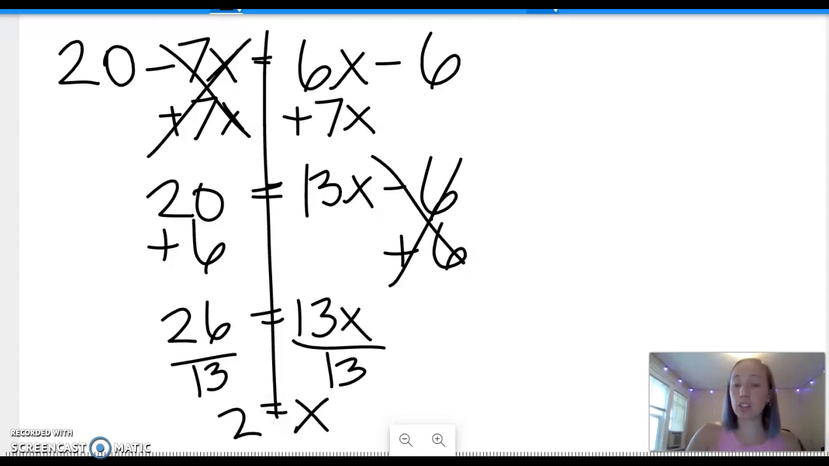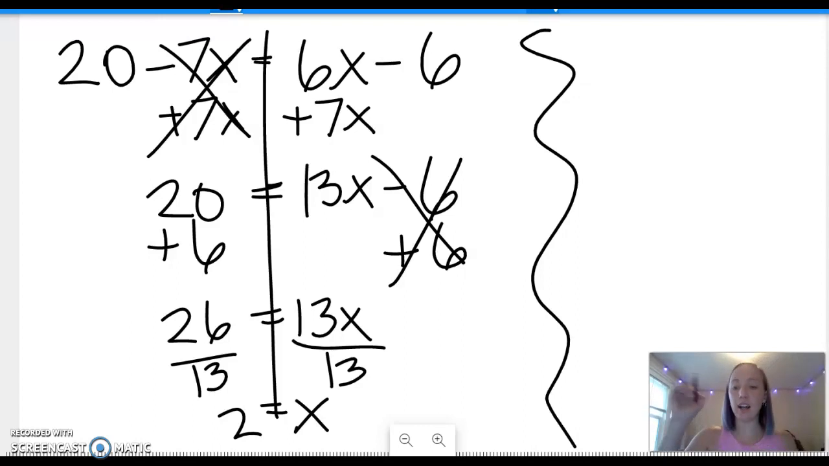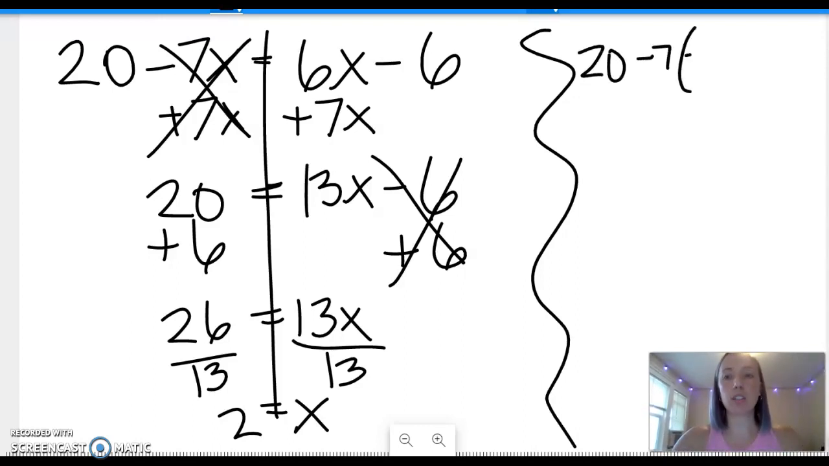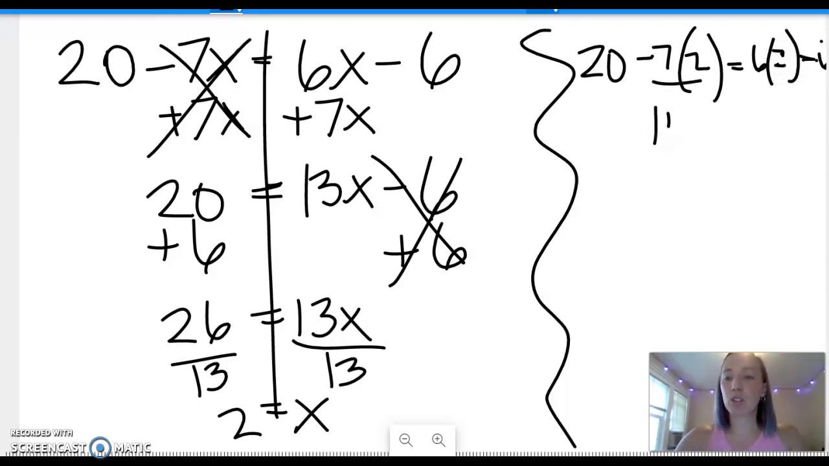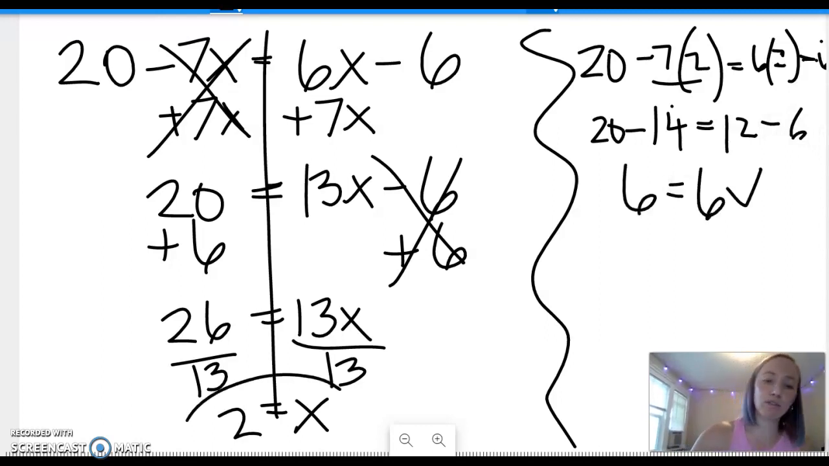Now hopefully you even checked your answer to say, aha, I can know whether I got it right. 20 minus 7 times 2 equals 6 times 2 minus 6. There goes my pen again. 7 times 2 is 14. So I get 20 minus 14. 6 times 2 is 12 minus 6. So I get 6 equals 6, which confirms that yes, indeed, my answer is 2.